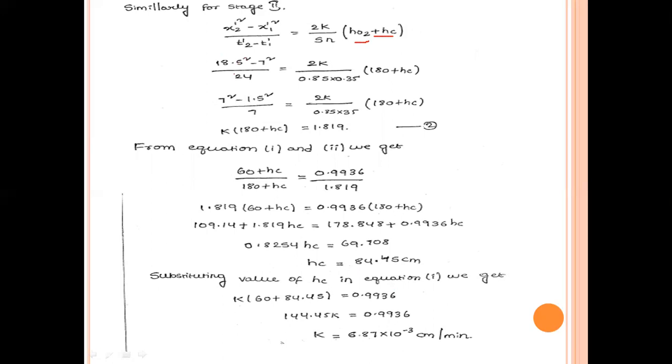Similarly, 18.5 square minus 7 square, time interval 24, and substituting the saturation and porosity values, finally k into 180 plus Hc equals 1.819. This is equation 2. From equations 1 and 2, we get 60 plus Hc by 180 plus Hc equals 0.9936 by 1.819. So 1.819 into 60 plus Hc equals 0.9936 into 180 plus Hc. Finally, the Hc value is 84.45 centimeters. Substituting the value of Hc in equation 1, we get the k value. So with Hc as 84.45, the k value is 6.87 into 10 power minus 3 centimeters per minute.